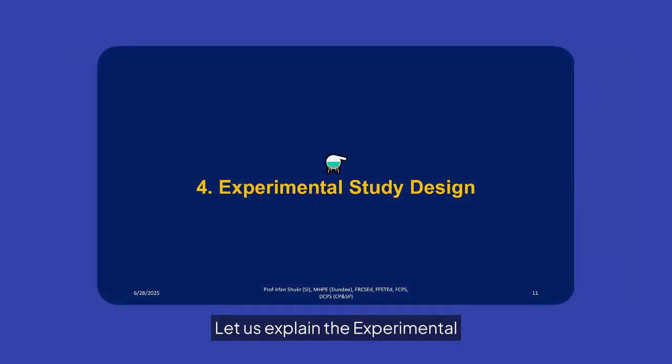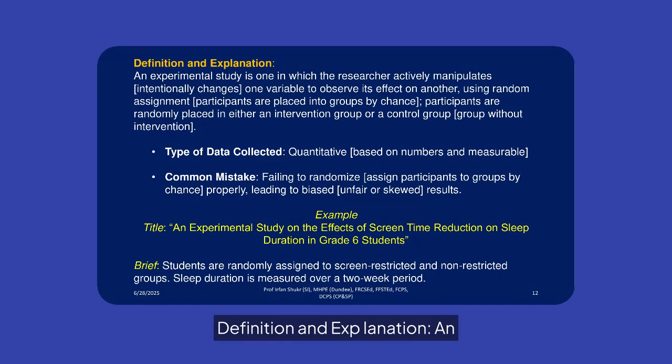Let us explain the experimental study design to you now so that the difference from quasi-experimental is clear. Definition and explanation. An experimental study is one in which the researcher actively manipulates, intentionally changes one variable to observe its effect on another, using random assignment. Participants are placed into groups by chance. Participants are randomly placed in either an intervention group or a control group without intervention. Type of data collected: quantitative, based on numbers and measurable.